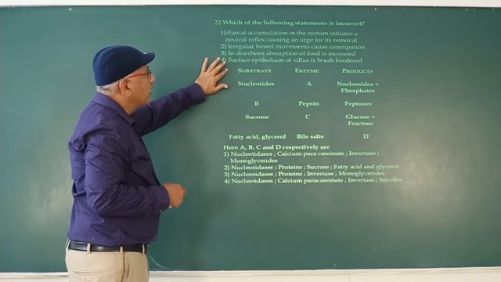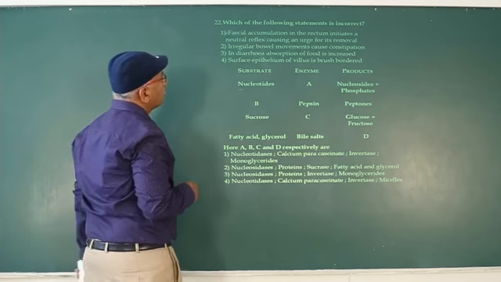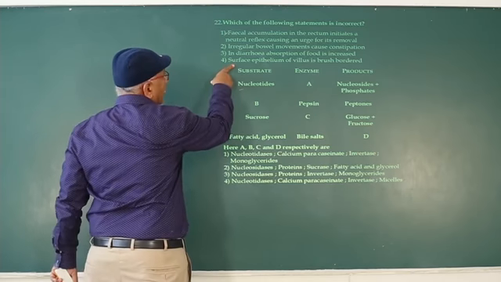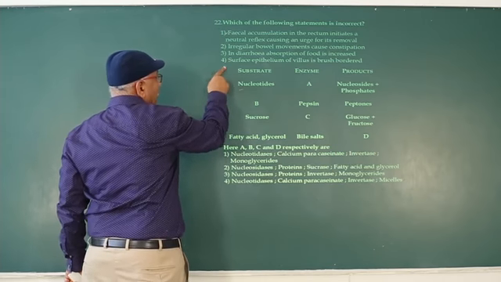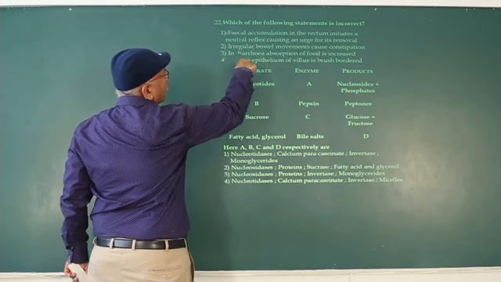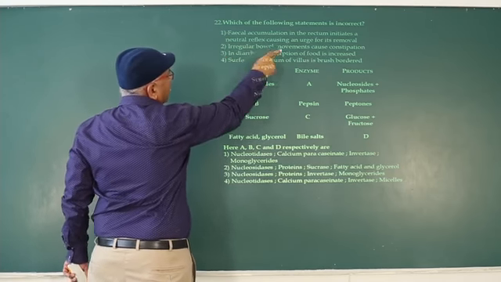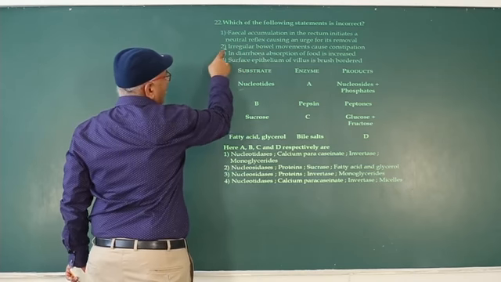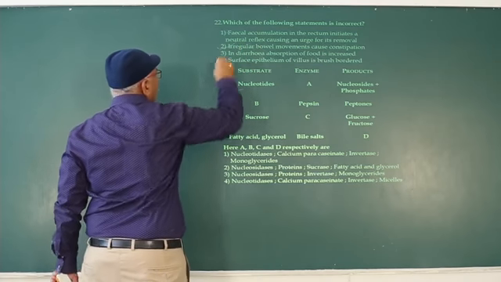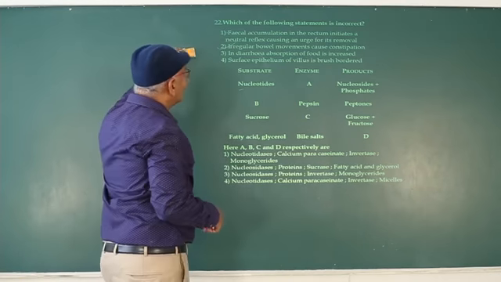The surface epithelium of the villus is brush border. Correct. Which of the following statements is incorrect? Fecal accumulation in the rectum initiates defecation, correct. Irregular bowel movement causes constipation. So the answer is 2.